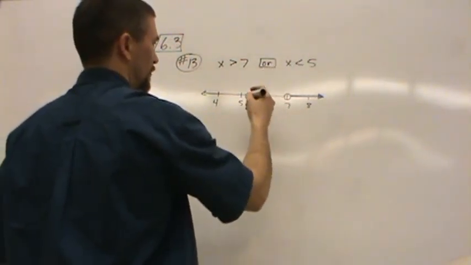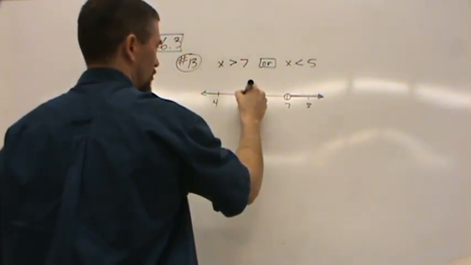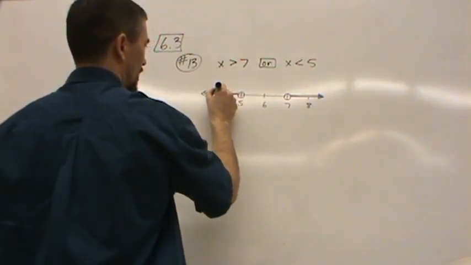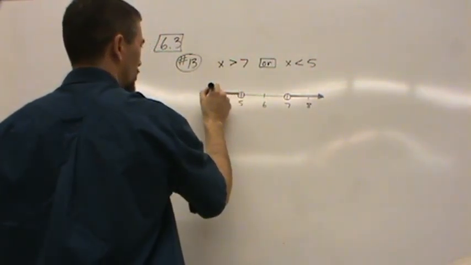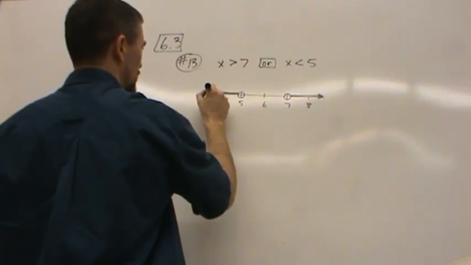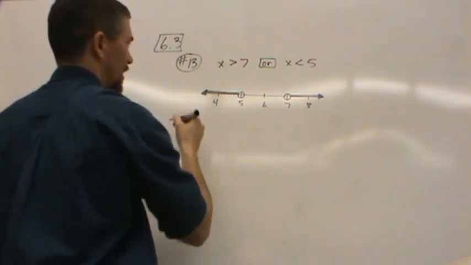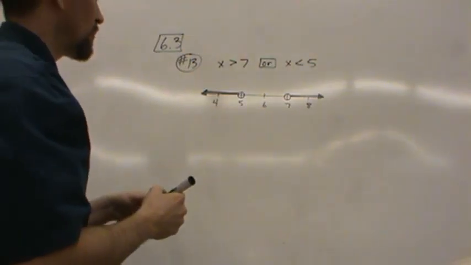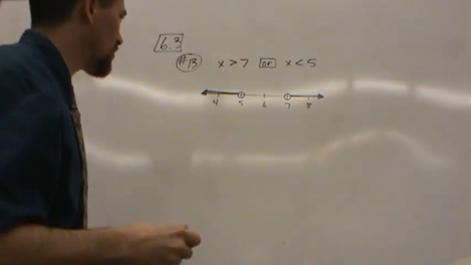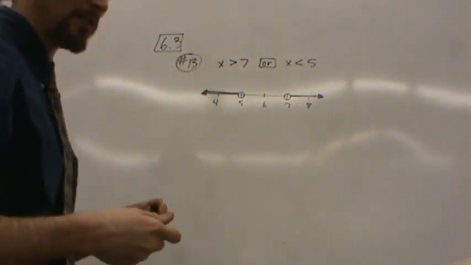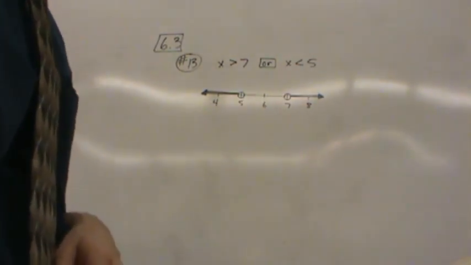Now x less than 5, you do the same thing, an open circle and less than. When you make your arrows on your paper, please shade a nice thick arrow to show me, so it's easier for my eyes to see what's going on. So that's how you graph an OR statement for number 13.